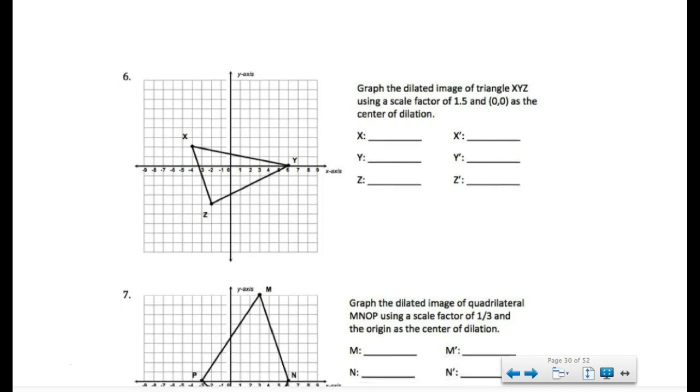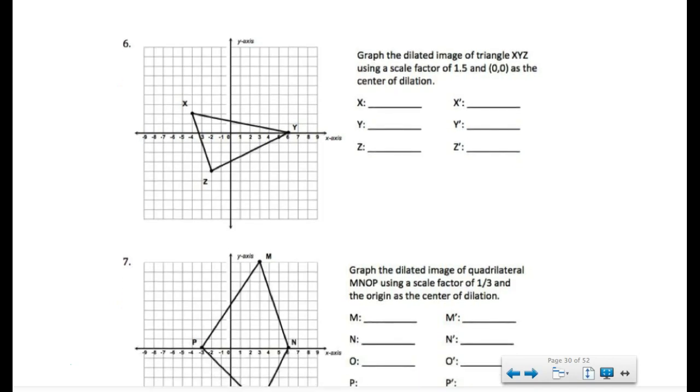All right, now I have a scale factor that's 1.5. It's kind of like 150%. I'm going to shine a light through this, and it's going to send each of those coordinates out 1.5 times where they are. So point X is at -4, 2. Point Y is at 6 to the right, 0 up. Point Z is at 2 to the left and 4 down. And I'm going to multiply each of these by 1.5.